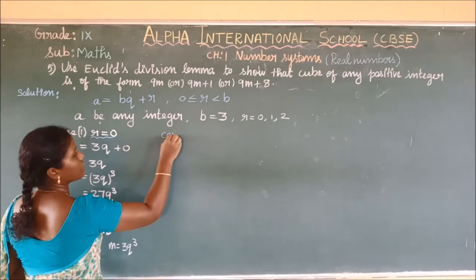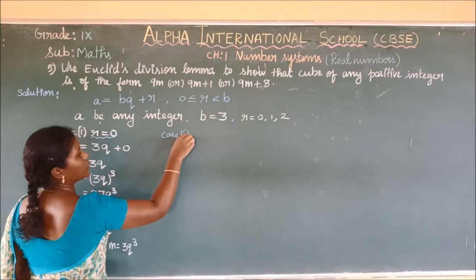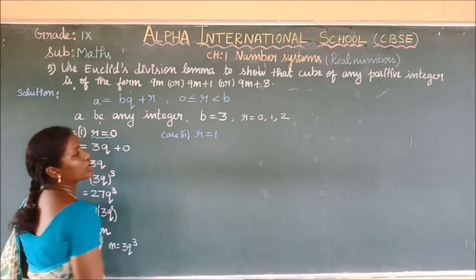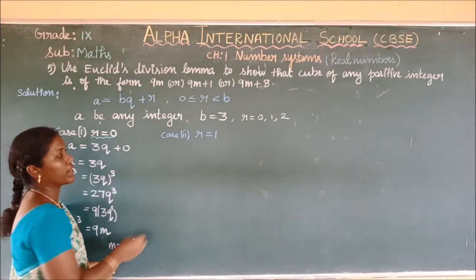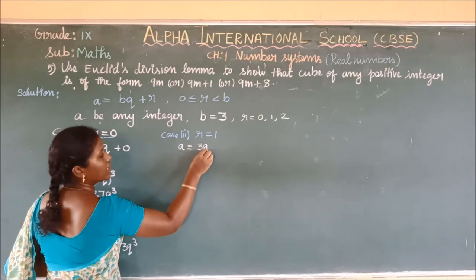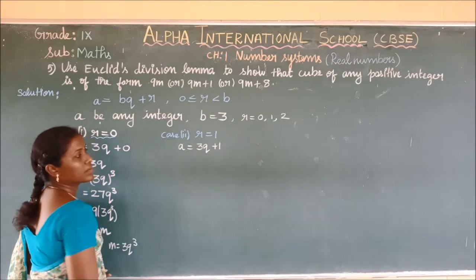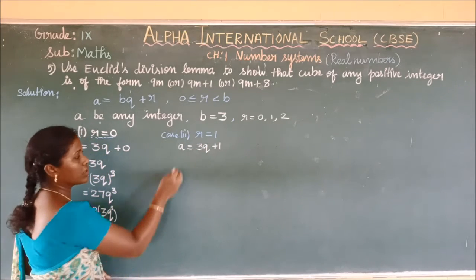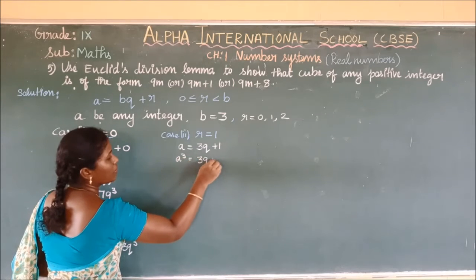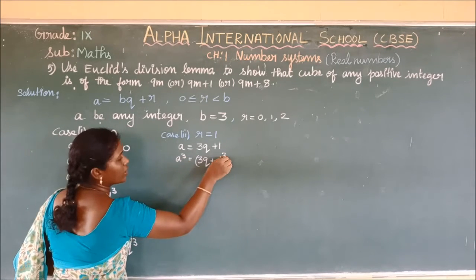So, case 2. In case 2, the remainder r is equal to 1. What do we have to consider? The remainder r is equal to 1. So a is 3q plus 1. Here we have to cube the number. So a cube is equal to (3q plus 1) the whole cube.